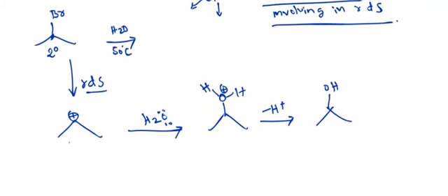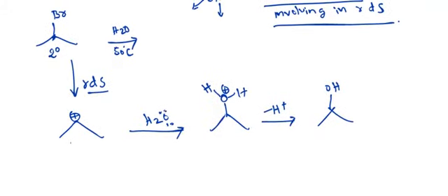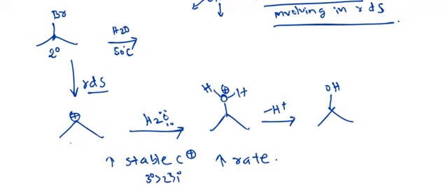Now try to understand one more thing. Here the carbocation is forming, so the more stable the carbocation, the more the rate will be. While talking about the stability of carbocation, tertiary is more stable than secondary, which is more stable than primary.